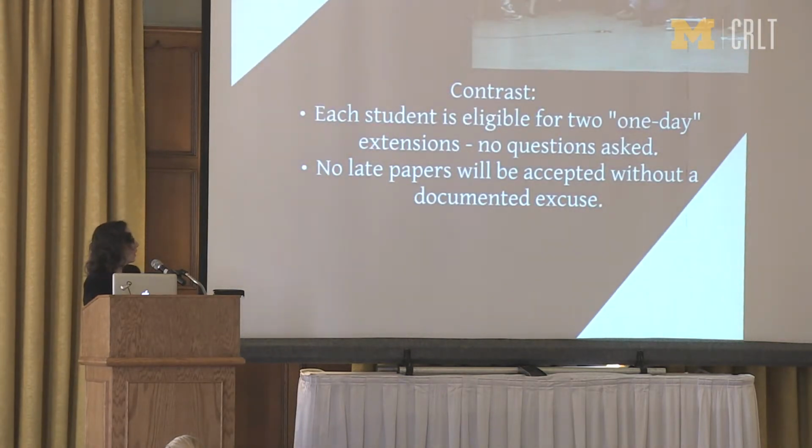So here's an example. You can contrast these two with each other. The first policy might be that each student is eligible for 2 one-day extensions, no questions asked. The assumptions underlying this being maybe that adult life is complicated, things happen, it's important to be flexible. Another very common policy is that no late papers will be accepted without a documented excuse. The assumption underlying this being that meeting deadlines is a crucial skill to learn. Neither of these is absolutely right, and rather my point here is that it's important to examine your own policies and consider what values and assumptions underlie them.